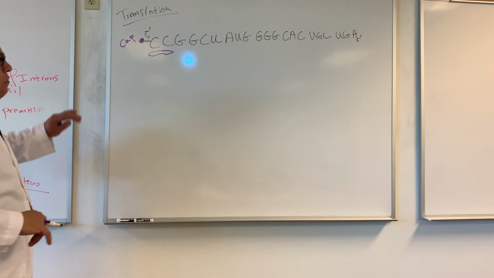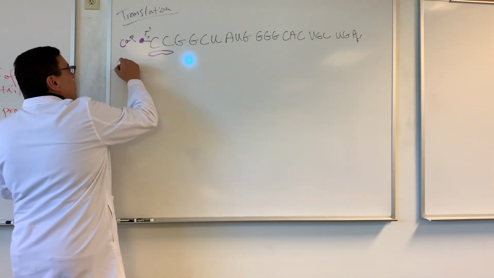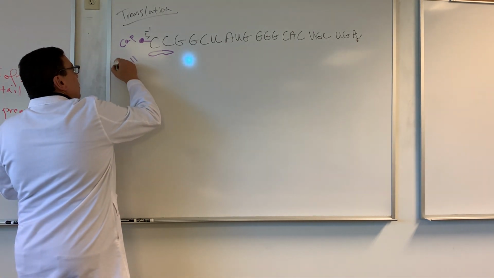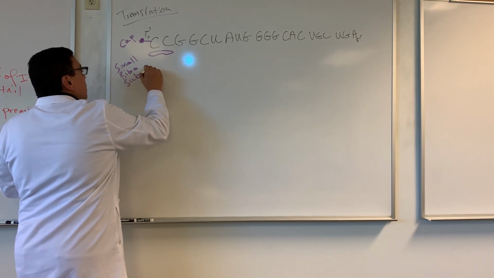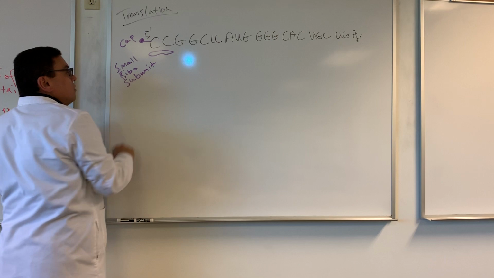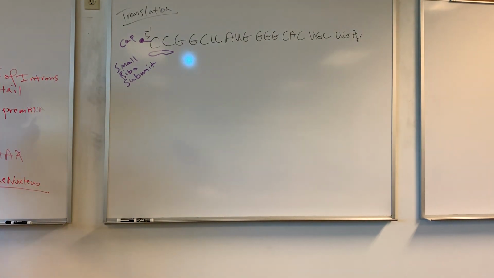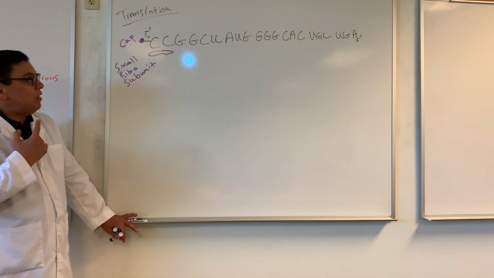So the small ribosome subunit is the one that comes into play first. It binds to the capped end of the mRNA. And look what it does. Listen to how I'm reading the sequence, because that's how the small subunit will read the sequence.